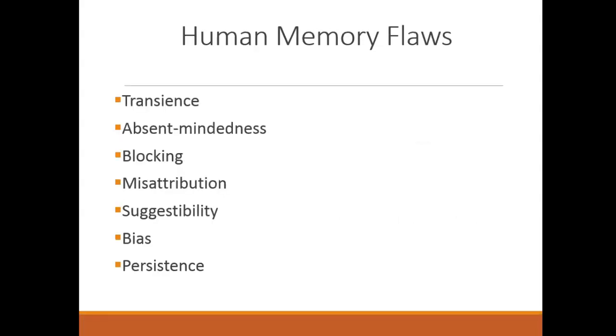So I mentioned that human memory has a lot of flaws. One is transience, and that's just the fact that over time you forget. Okay, just things fade with time. So that's what transience is. Absent-mindedness. Most of the time, if someone can't remember something, it's because they weren't paying attention to begin with. Blocking is when you're trying to remember something, but something else is coming to your mind instead. So if you're trying to remember someone's name, but someone else's name keeps coming into your head.